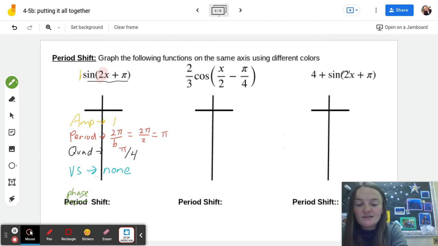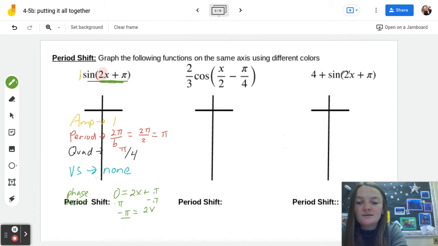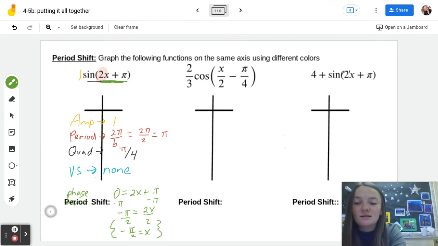The phase shift does happen here, and I know it's going to happen when I set the inside equal to 0. So we can say that 0 is equal to 2x plus pi. Subtract pi on both sides, and we'll get negative pi is equal to 2x. If I divide by 2 on both sides, I get negative pi over 2 is equal to x. So what this actually means in words is this: I'm going to move the function left pi over 2.